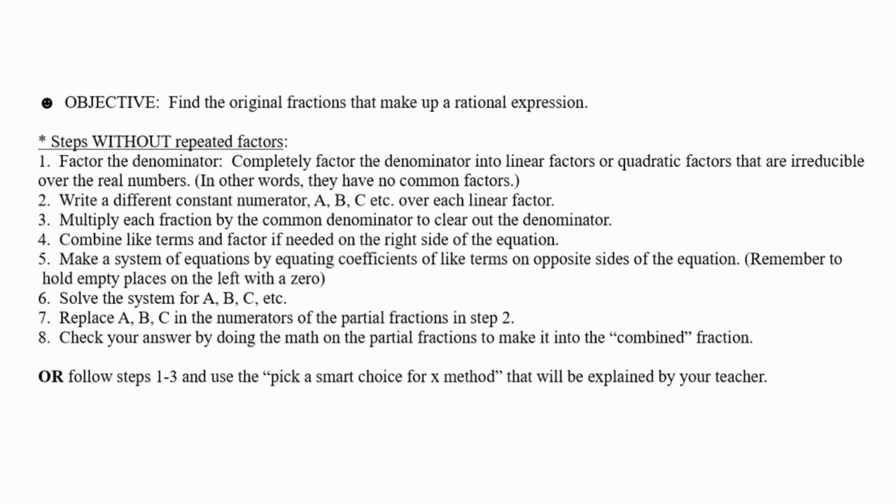Multiply each fraction by the common denominator to clear out the denominator. Combine like terms and factor if needed on the right side of the equation. Make a system of equations by equating coefficients of like terms on opposite sides of the equation. Remember to hold empty spaces on the left with a zero. Solve the system for a, b, c, and then replace a, b, c in the numerators of the partial fractions in step 2.